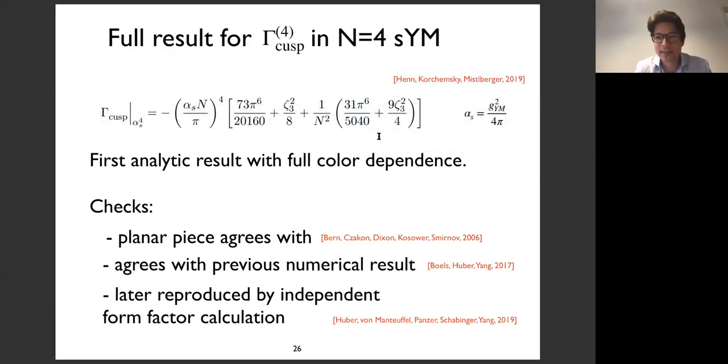And it does agree with the previous numerical result that I showed you earlier. I should also say that after our paper, there was an independent calculation based on this form factor approach, where these form factor integrals were computed analytically, and that approach also agrees with our answer.